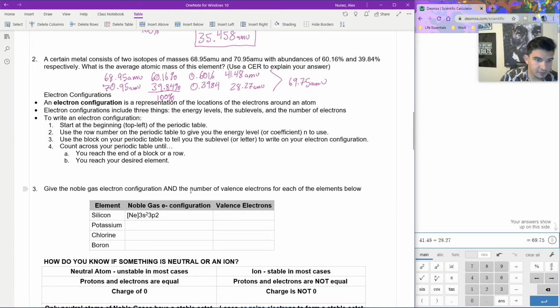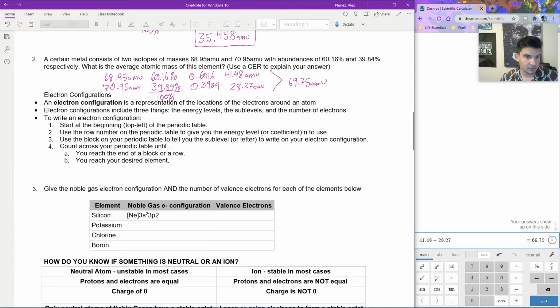To count the number of valence electrons, we only care about the last period. And so the last period is 3. There's 2 in s, 2 in p for a grand total of 4. And I just realized I did not superscript this. There we go. Okay.